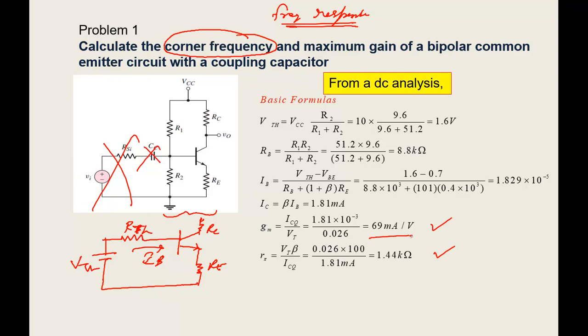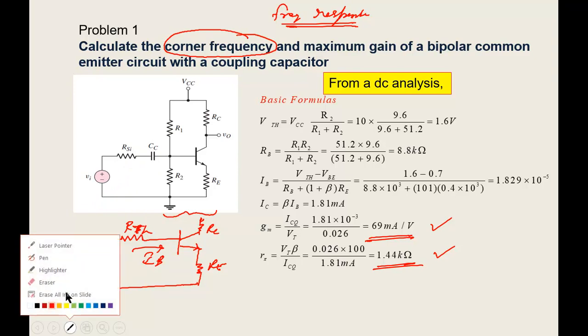Very important, because for your small signal analysis we need this. Okay, fine. So that's your DC analysis over. Then after that, straight away, what do you have to go for? Finding out the mid-band voltage gain.